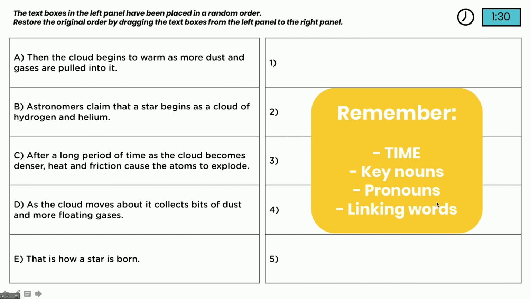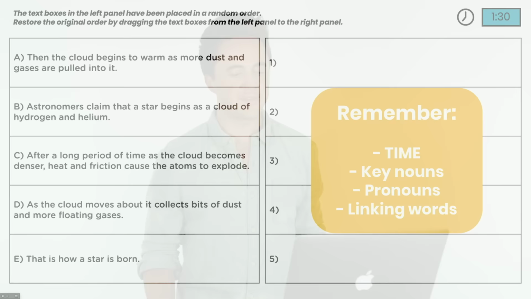Okay, let's do a practice one. I'm going to give you 90 seconds. This paragraph is out of sequence. The correct sequence will be a time sequence, so keep that in mind. Also keep in mind the repetition of key nouns, the use of pronouns, and the use of linking words, everything that we've just discussed. Keep this in mind for the next 90 seconds as you reorder this. See how you go.